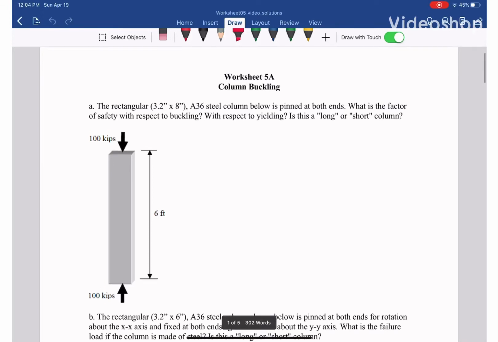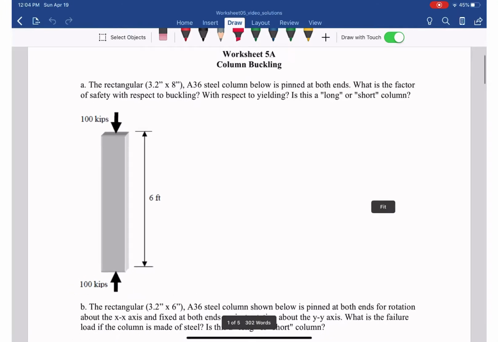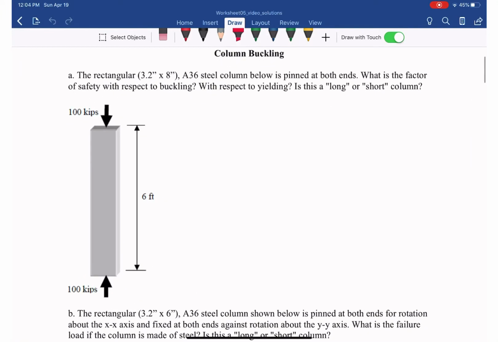Worksheet 5A, column buckling. This problem has two parts, A and B. So let's start with A, the rectangular cross section. It is 3.2 inches by 8 inches. If we draw the cross section here, then we have 8 and 3.2 inches.